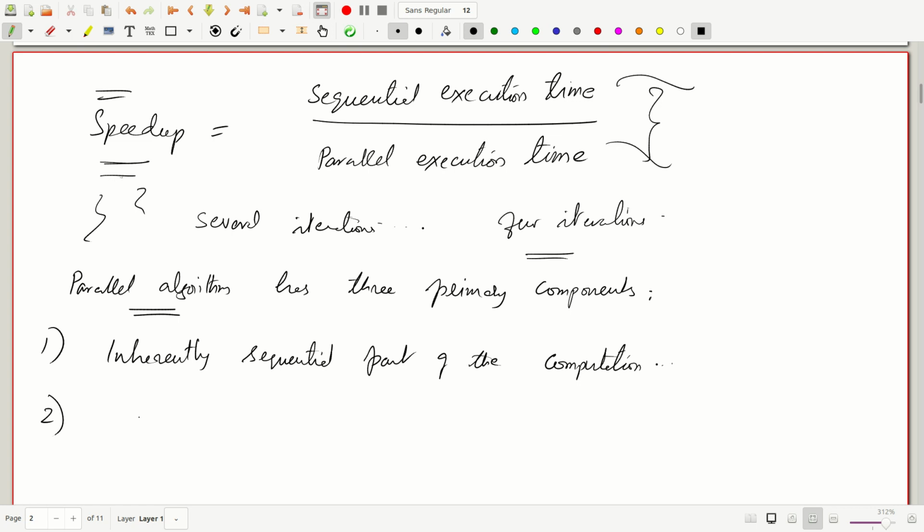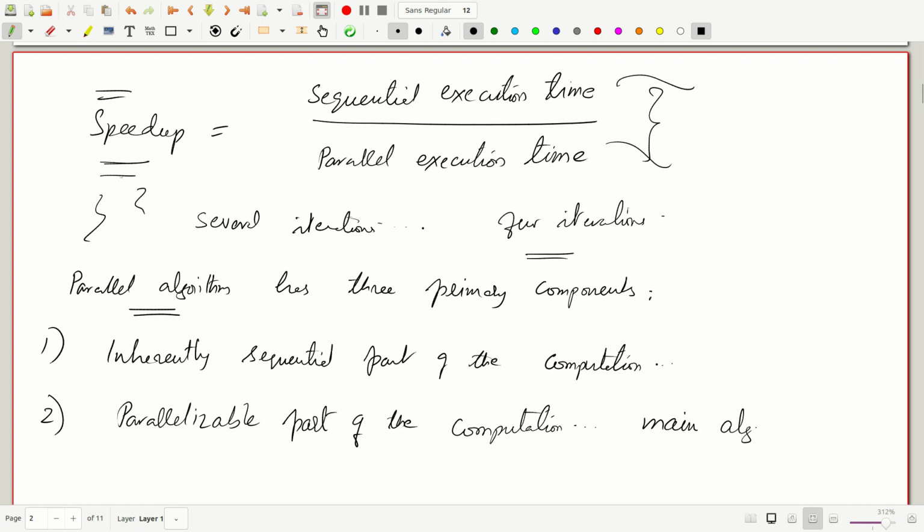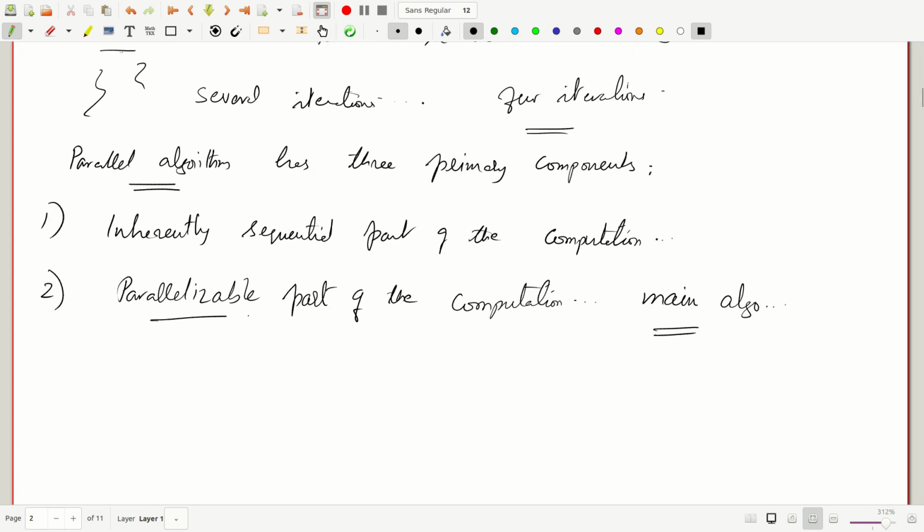The second component, of course the main component, is the parallelizable part of the algorithm. That is the parallelizable part of the computation, which we hope is essentially the main part of the algorithm or program that can be run in parallel, right? Okay, because of the existence of this, we have taken on the task of parallelizing a particular code.